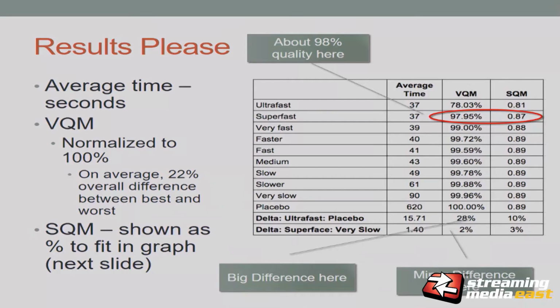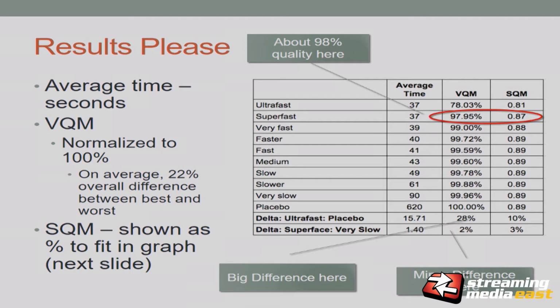So this is a VQM score. Lower scores are better. And what I found was, so here's the average encoding time. Here's the average VQM quality. And the average SSIM quality is there. So what I found is that you've got 100% quality down here, actually at the placebo preset. But you've got 98% of the quality in the superfast preset.